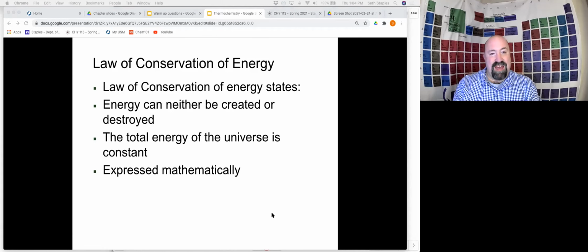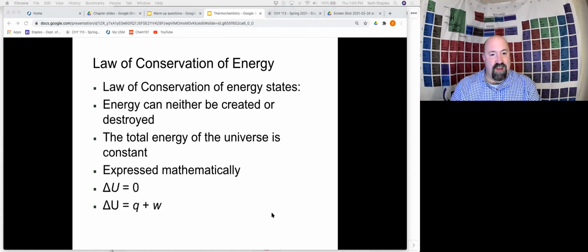And we express that, and we're not going to use this much in here, but we express that as something called a delta U, where delta stands for change, U just stands for overall energy. And so the change in energy would equal 0 because it never actually changes in the whole universe, thinking about the conservation of energy.